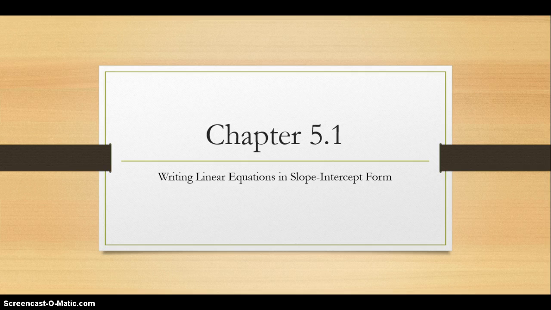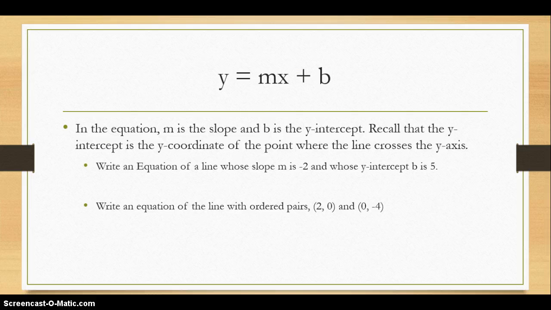So, we just finished Chapter 4, talked about slope-intercept form, and we're working on it again. So, another chapter of seeing slope-intercept form. So, y equals mx plus b. In the equation, m is the slope and b is the y-intercept.